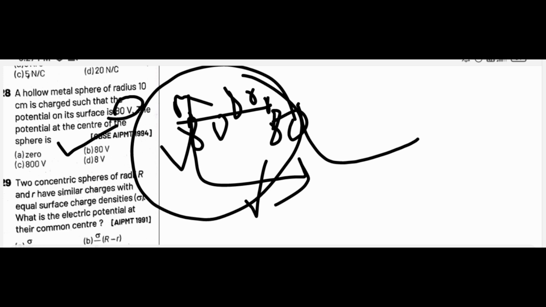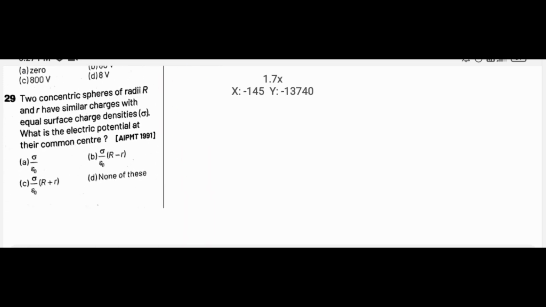Right? Yes, moving on to the next question, that is the 29th question. Two concentric spheres of radius R and small r have similar charges with equal surface charge density, that is sigma. They are telling equal surface charge density, sigma of those two is the same. Then what is the electric potential at their common center? They are asking the electric potential at the common center.